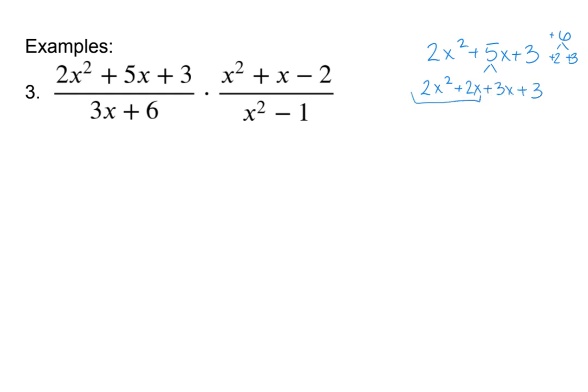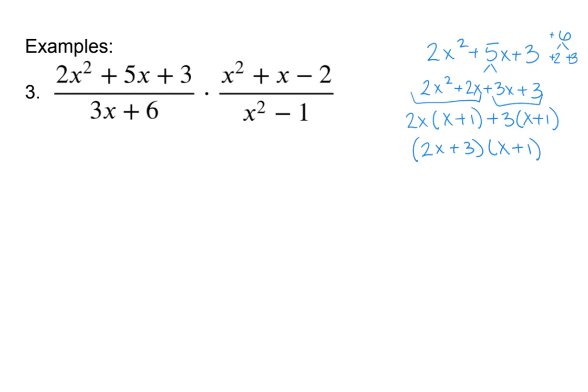And then we're going to use our grouping technique. First 2, I can pull a 2x out. That would leave me with x plus 1. Second group, I could pull a 3 out. That would leave me with x plus 1. So my GCFs are 2x plus 3. And my matching factors are x plus 1. Remember that x plus 1 didn't disappear. It's just we're multiplying 2x and 3 times it. So this is another way of writing it.